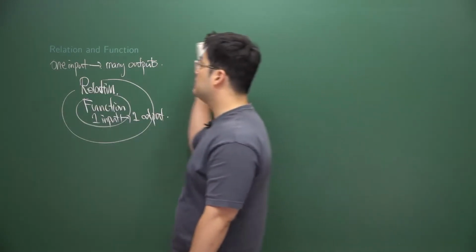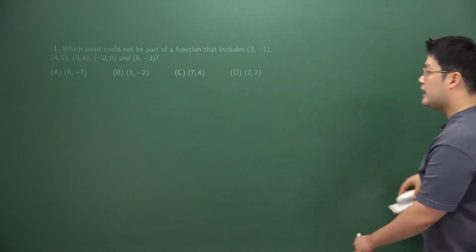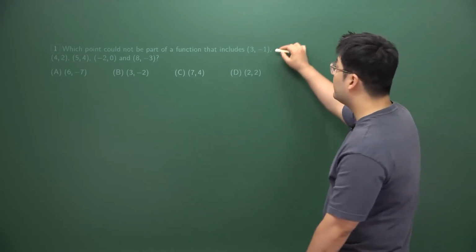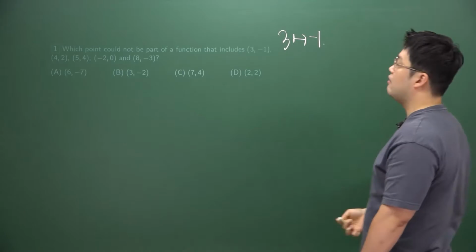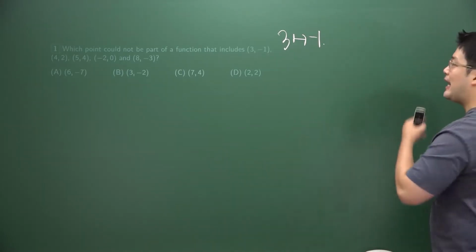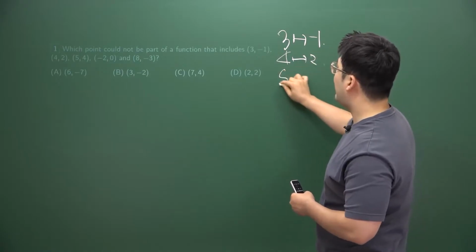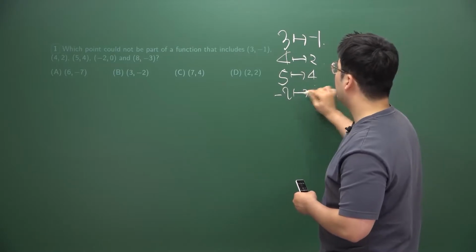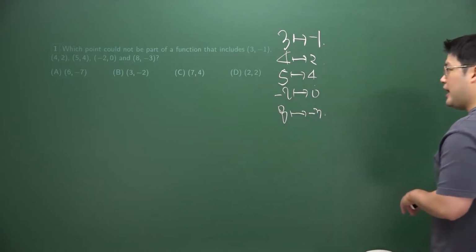That being said, let's try to talk about some questions, and let's go to question number 1 and see what's up. All right, so what does it mean? First we got to understand that 3 has been connected to -1. So input is 3, output is -1. 4 is connected to 2, 5 is connected to 4, -2 is connected to 0, 8 is connected to -3. Now let's look at A.